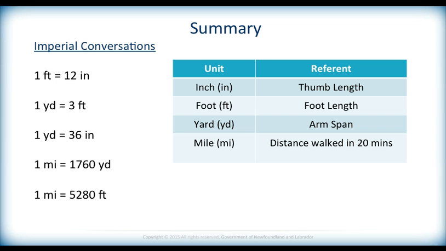In summary, for this lesson, we have our imperial conversions. 1 foot equals 12 inches, 1 yard equals 3 feet, 1 yard equals 36 inches, 1 mile equals 1,760 yards, 1 mile equals 5,280 feet. And lastly, in the table displayed, we can see the conversions and the referent that can be used for each.